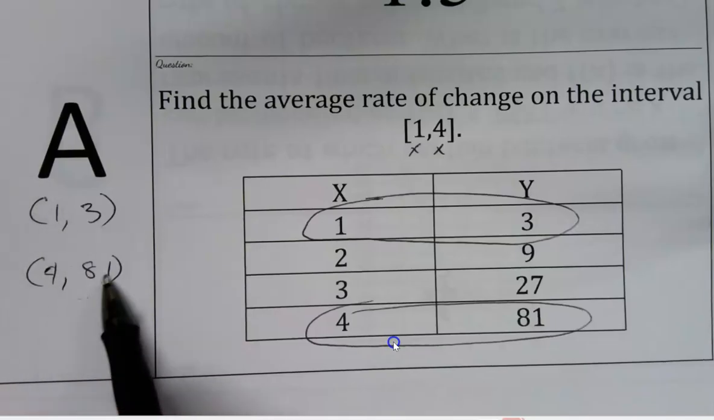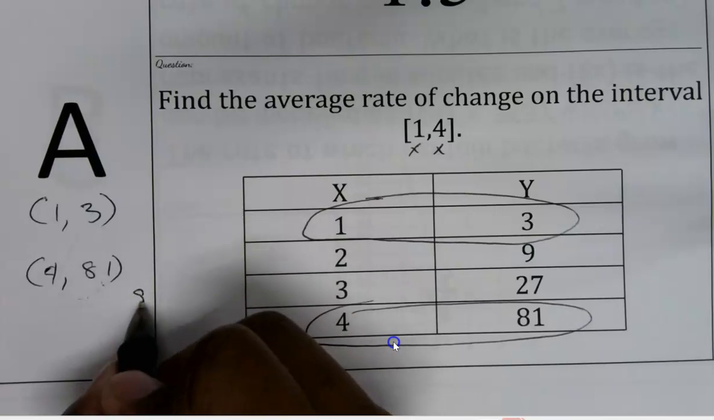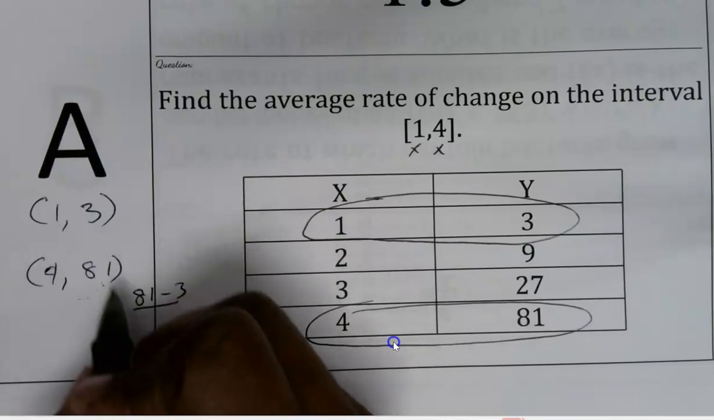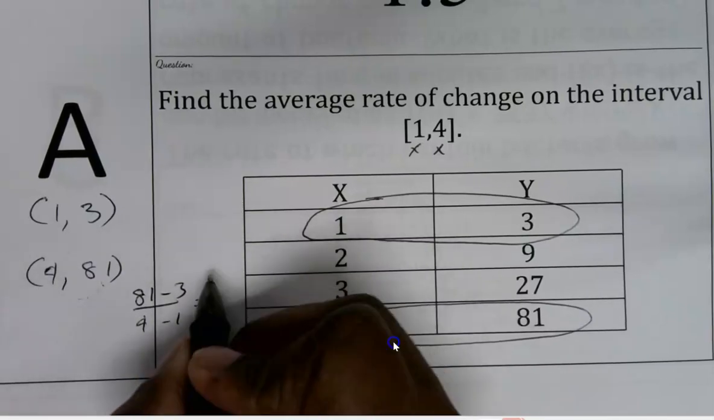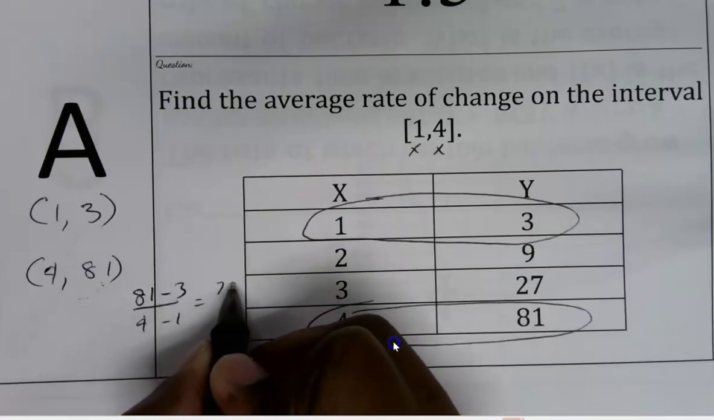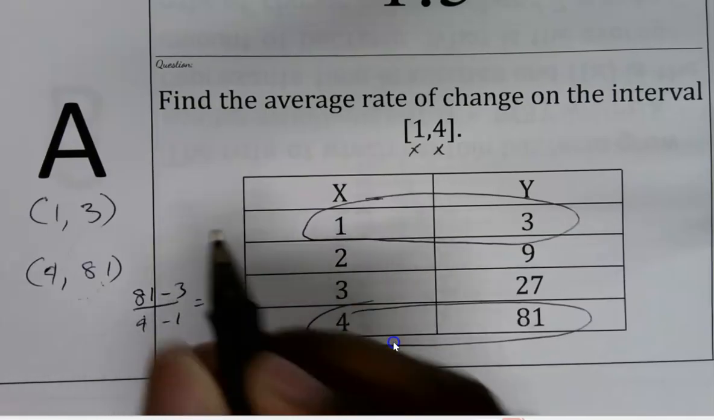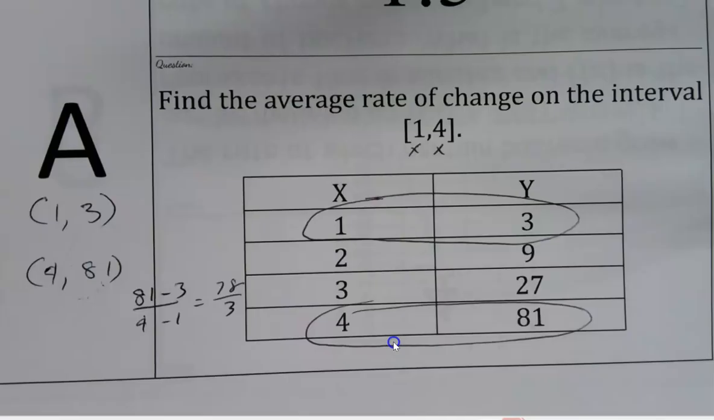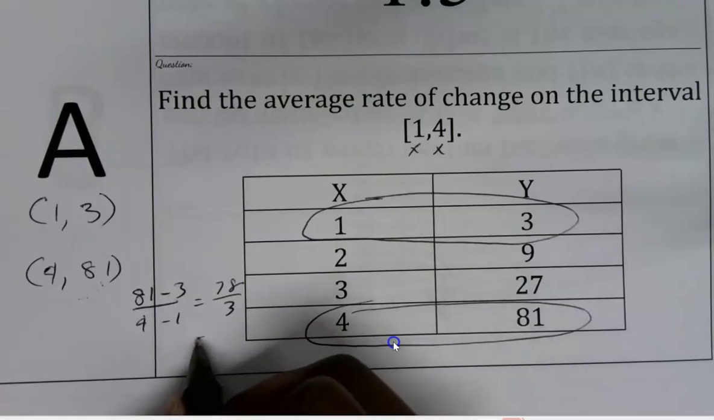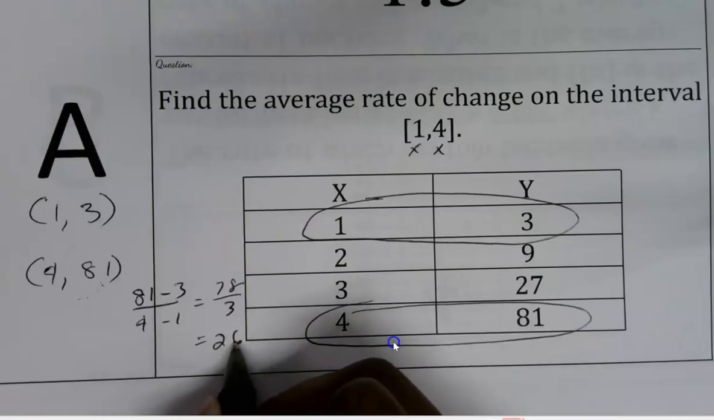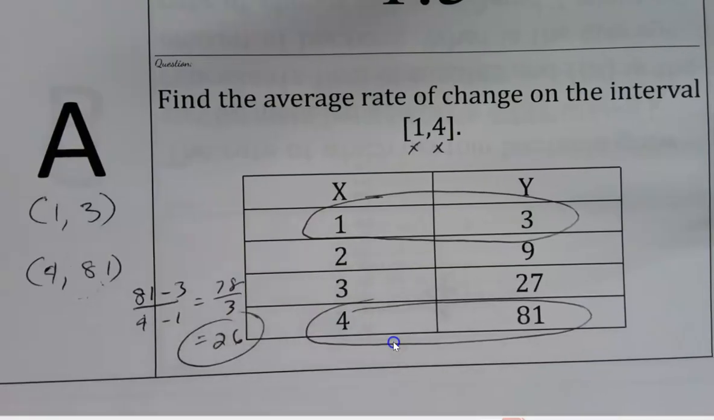So I can find the slope pretty quickly. It's going to be 81 take away 3, and then 4 take away 1. This is going to be 78 over 3, and whatever 78 over 3 is going to be the answer. You can plug it in Desmos, so you'll find a solution for 78 over 3. I think it's going to be 26. So that'll be the average rate of change for that function.